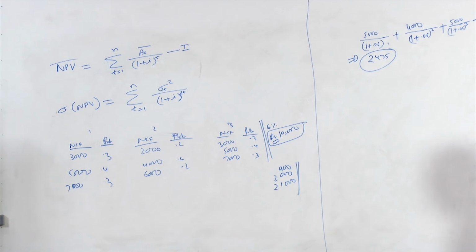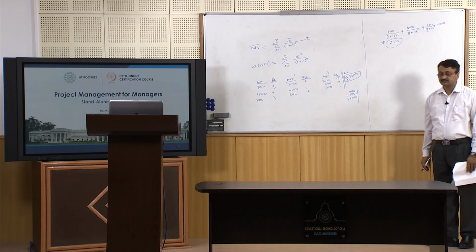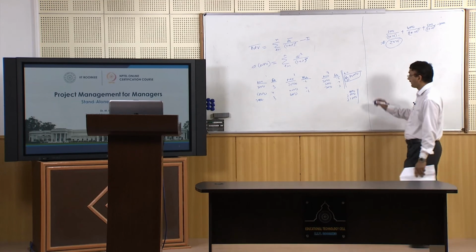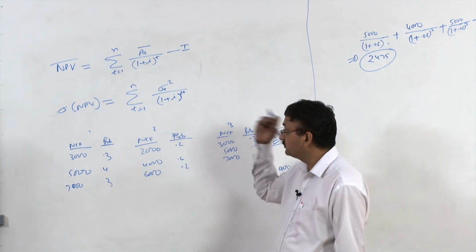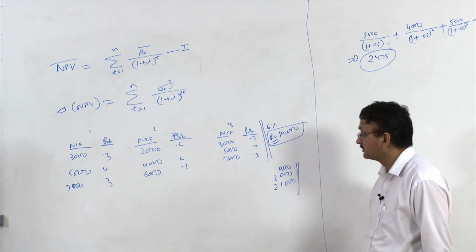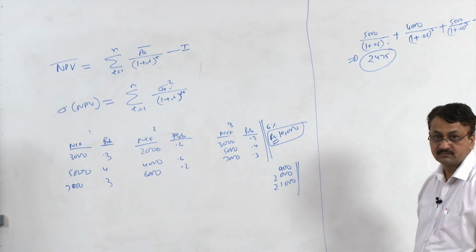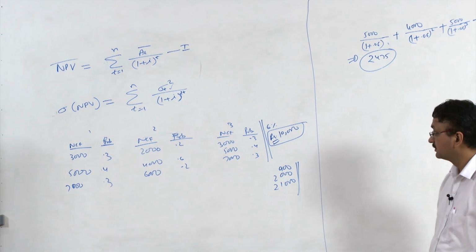So, this is how you can calculate NPV, right. Now, standard deviation. How to calculate standard deviation? Using this formula, right. So, first of all you need to calculate this value, isn't it? How to find out this value? We did it in the previous example, right.